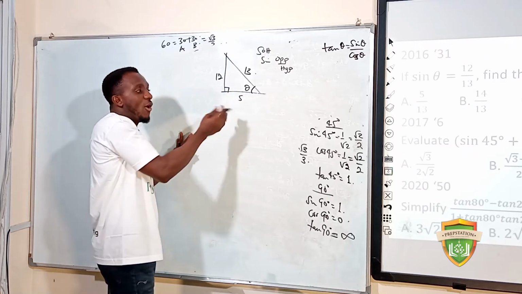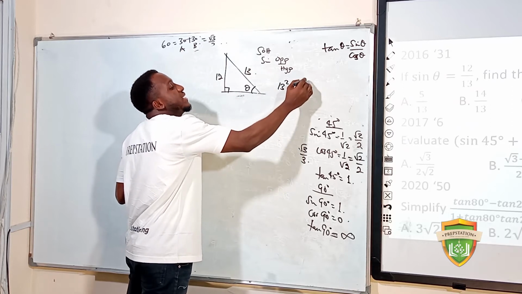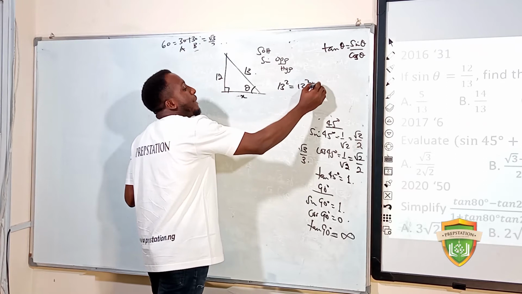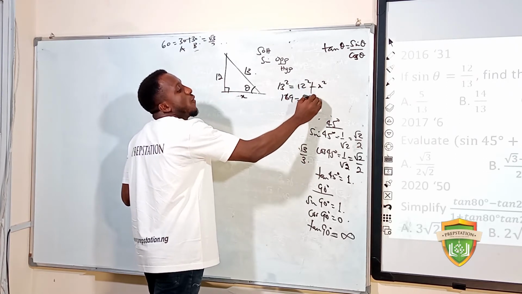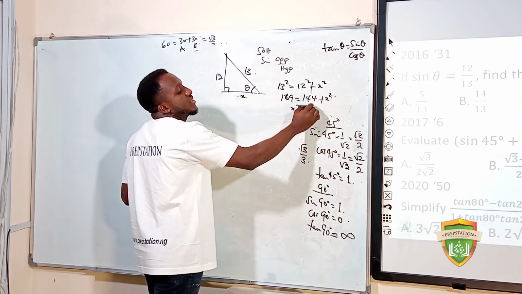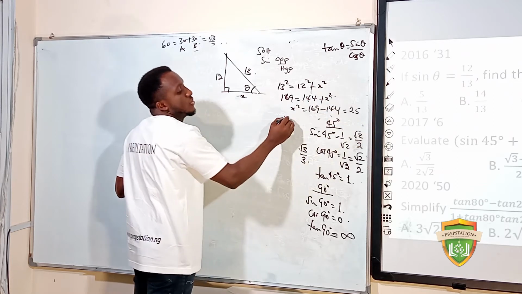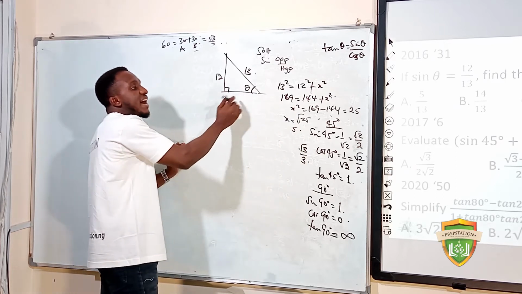Can you remember that? Or if you like to say 13 squared is 12 squared plus x squared, you still get 5. This is 169 equals 144 plus x squared, right? So x squared is 169 minus 144, which will give us 25. So x is the square root of 25, which is what? 5. So this is 5.